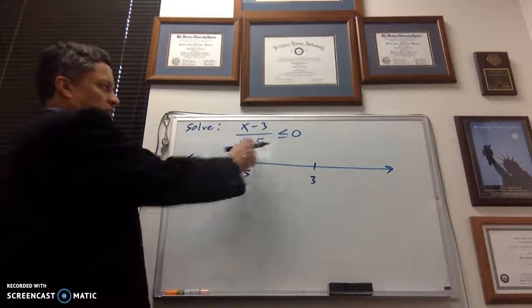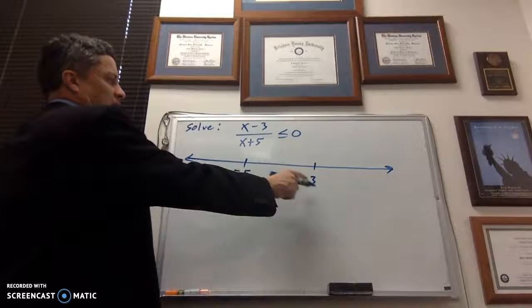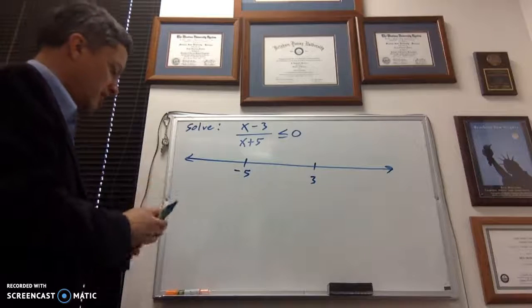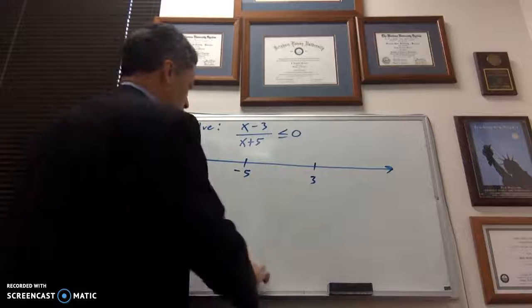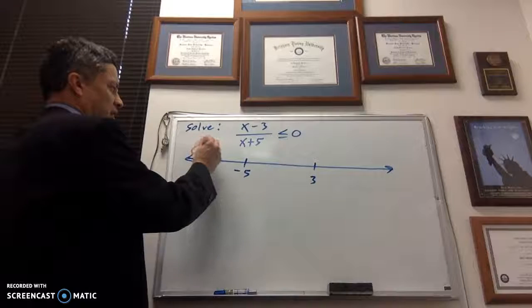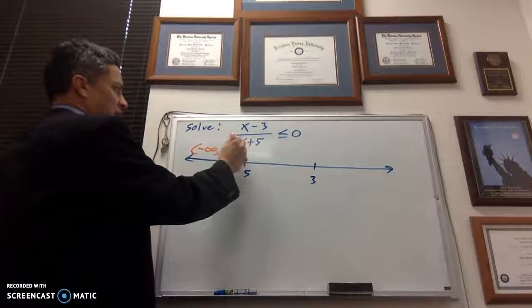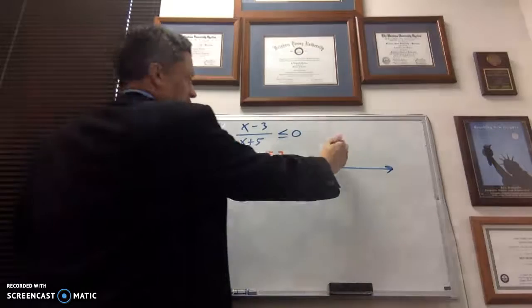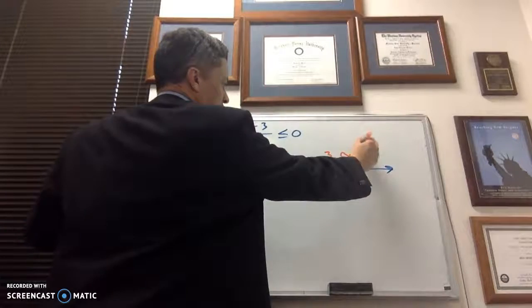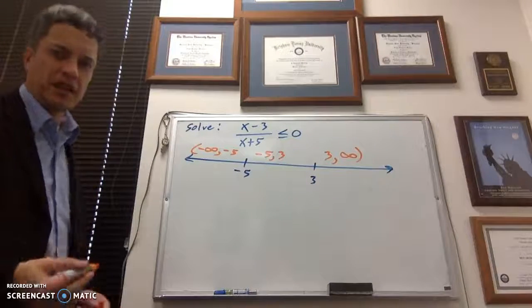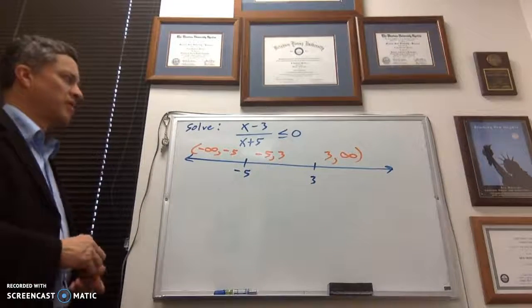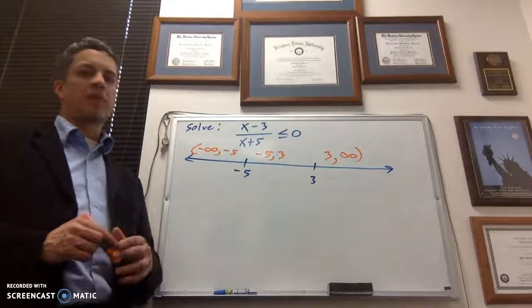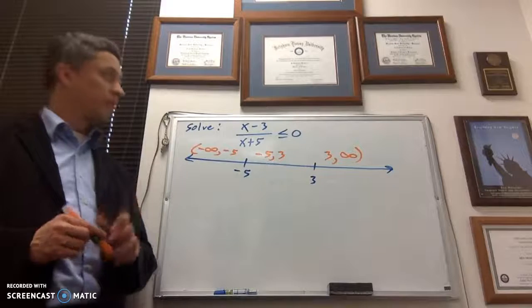So a negative 5 will make this denominator go to 0, and this 3 will make my numerator go to 0. So my intervals that I'm going to be working with are from negative infinity to negative 5, negative 5 to 3, and then 3 to infinity. Notice the infinity and negative infinity both have parentheses, and I have not yet put brackets or parentheses on my negative 5 and my 3. There's a reason for that.